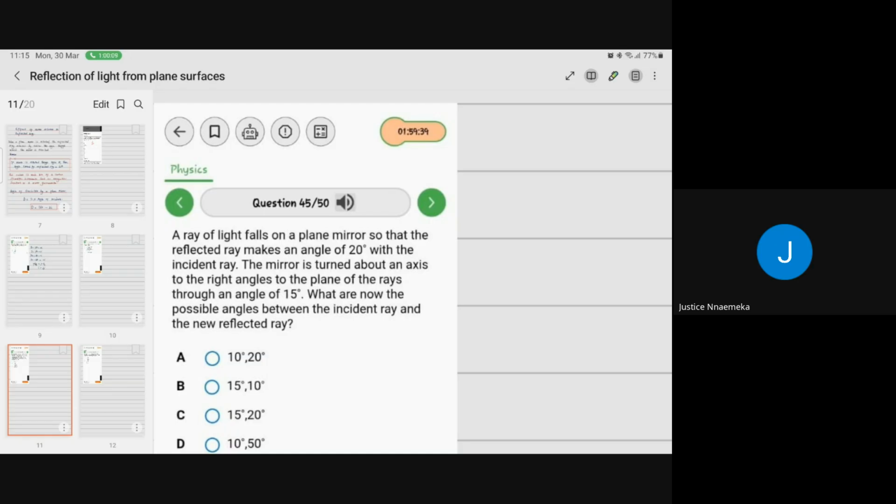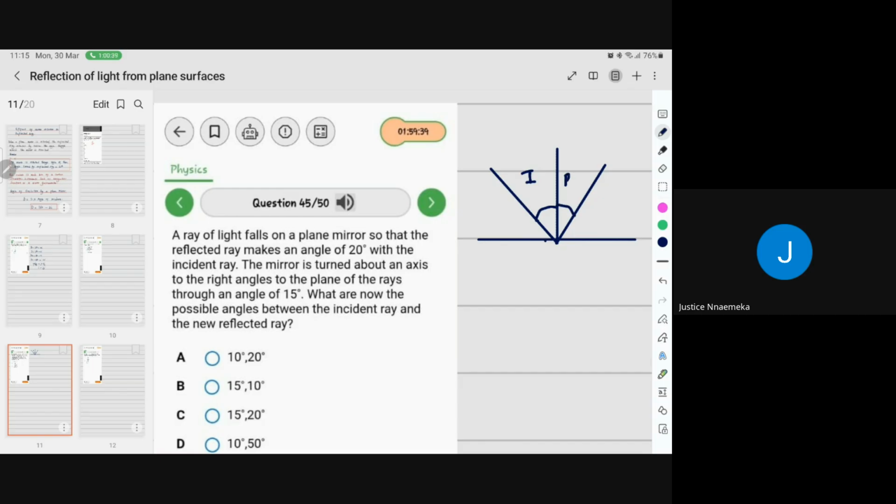Let's kind of draw it. So we'll have something like this. Remember that here usually is our incident ray, right? And here is our refracted ray. So now go ahead.